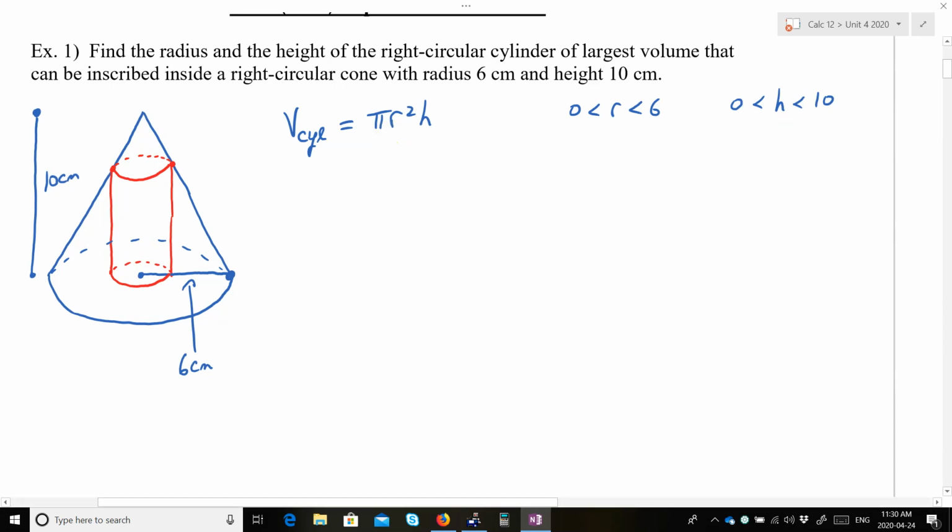And remember, guys, inside our main equation, this volume equation, we don't want to have two variables, r and h. We need to get rid of one of those. So we have to come up with another equation involving r and h. And the r and h we're talking about is the r and h of the cylinder. So there's the height of the cylinder, and here's the r.